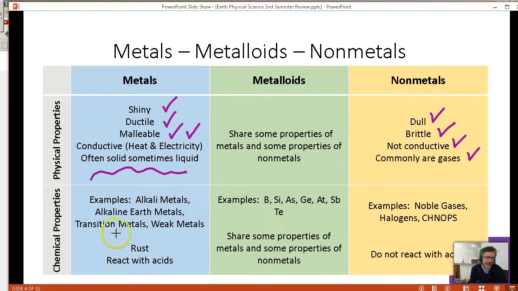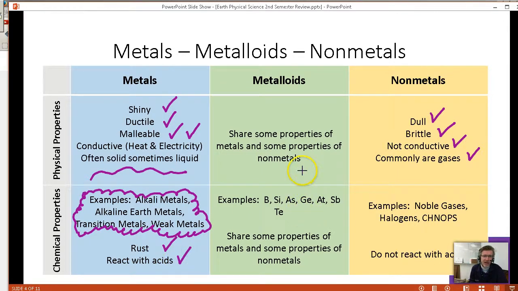Chemical properties. And let's talk about real briefly where we have some examples here. So some examples of metals: alkali metals, group 1. Alkaline earth metals, group 2. The transition metals, everything in between down there. The weak metals, the metals that are underneath the metalloids. Metals tend to rust. That's a reaction with oxygen over time. And metals tend to react with acids. Okay? So check those off if you know those.